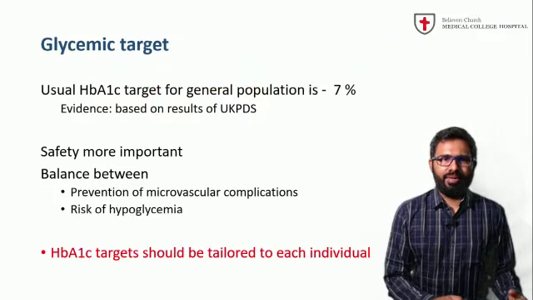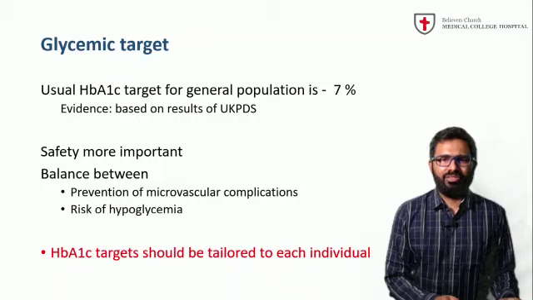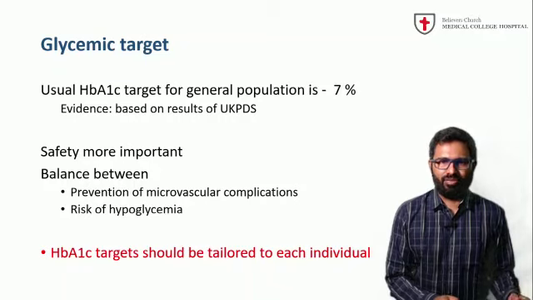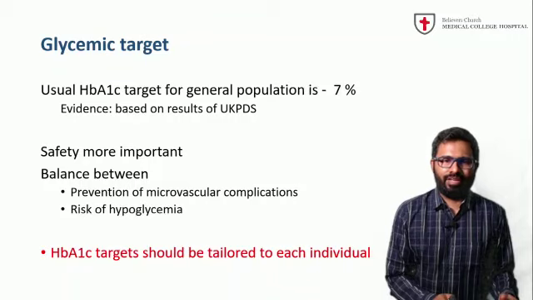Next difference in CKD patient is that the usual glycemic target which we consider in general population cannot be extrapolated to CKD patients. Our usual HbA1c target for general patients is 7%. The evidence for this is results from UKPDS because it prevents microvascular complications. The rationale for selecting a glycemic target should be based on the balance between the prevention of microvascular complication and risk of hypoglycemia.